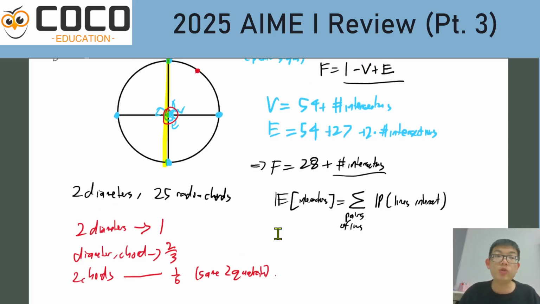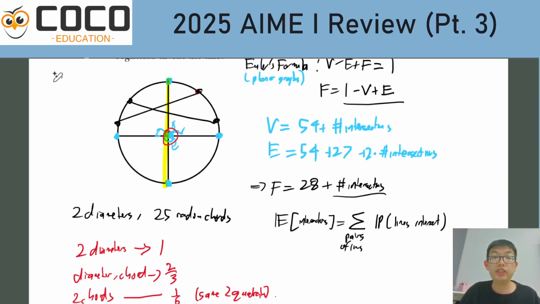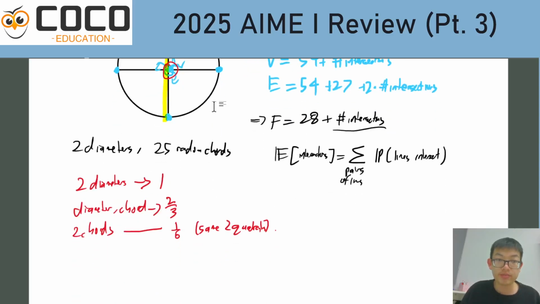Now, if they are in the same two quadrants, then there's a half chance that they would intersect. Basically, there are two configurations: is it like this or is it like this? There's a half chance because you can treat it as you pick these 4 points first before you then draw the chords. So there are two ways to draw the chords. One works, one doesn't work. So this case is 1/2.